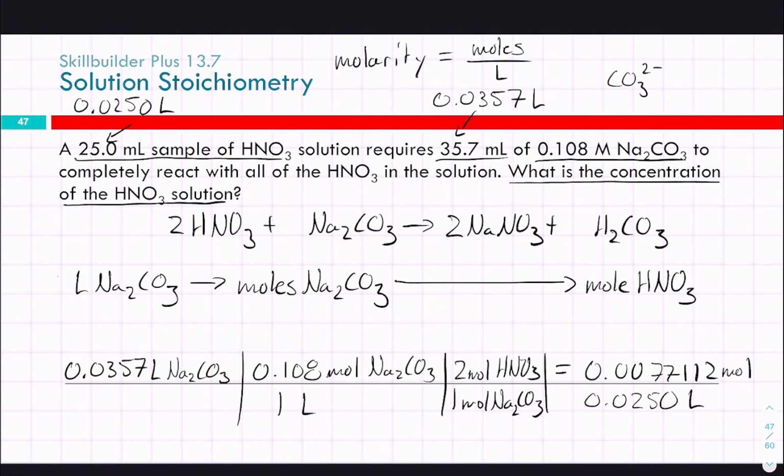So that our concentration is 0.308 molar, capital M, HNO3. So the concentration is the same thing as molarity, right?